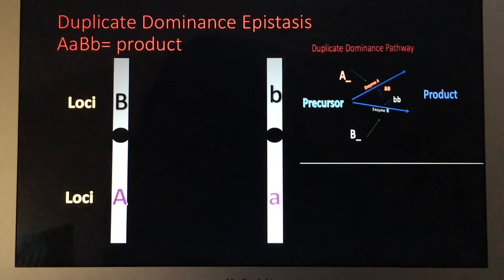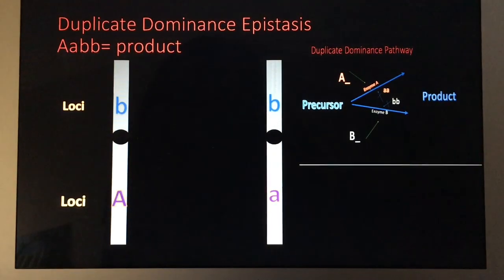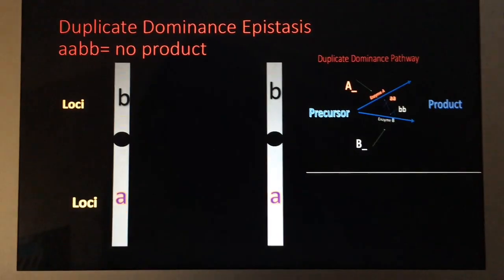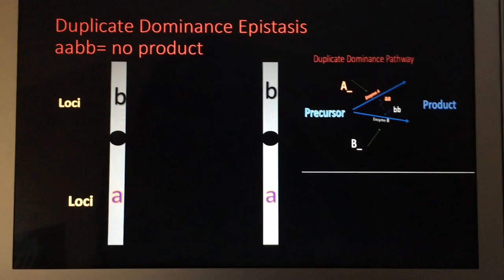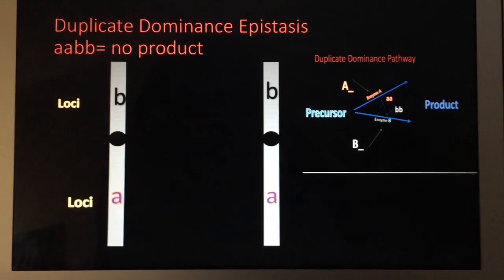Take a look at what happens here. Only when we are homozygous recessive at both loci will there be a different phenotype or no product at all.